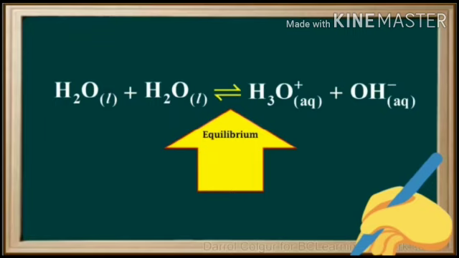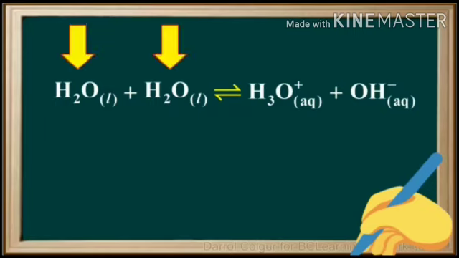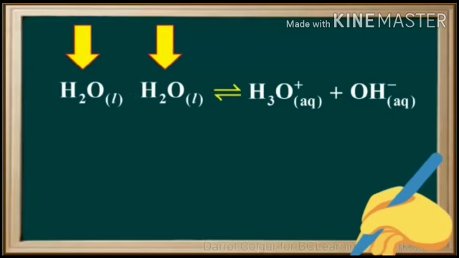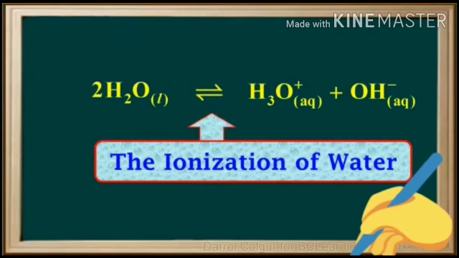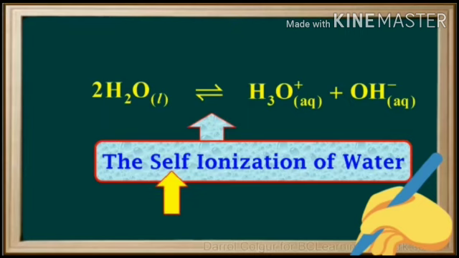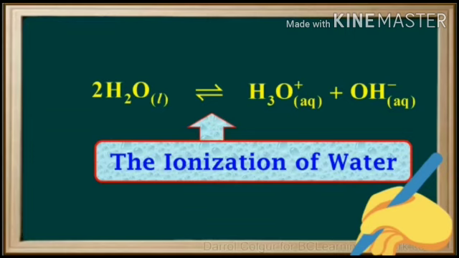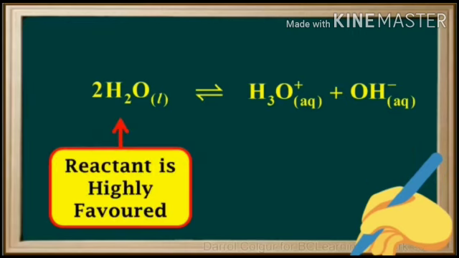By shortcut, we can write the equation as 2H2O at equilibrium, and we are getting the H3O plus and OH minus ions. This is named the ionization of water. One water molecule acts as an acid and another one as a base. At 25 degrees Celsius, the reactant is highly favored. That is nothing but the water molecule in a liquid state.